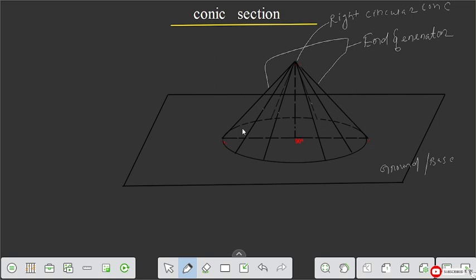Okay, next we have to select some angles. The angle between two opposite end generators is denoted as 2 theta, and this angle is called the apex angle. These are the terminologies you have to remember. From the middle to this end generator the angle is theta. It is symmetrical: the angle between two opposite end generators is 2 theta, and from the middle to one end generator the angle is theta.